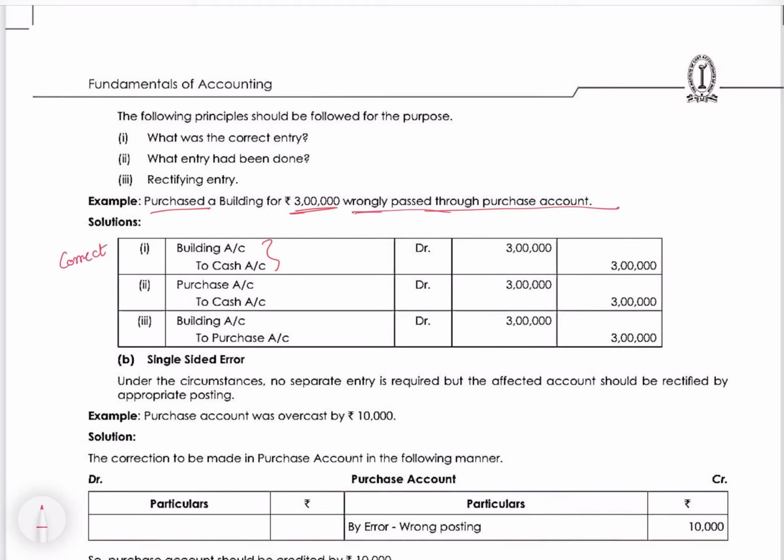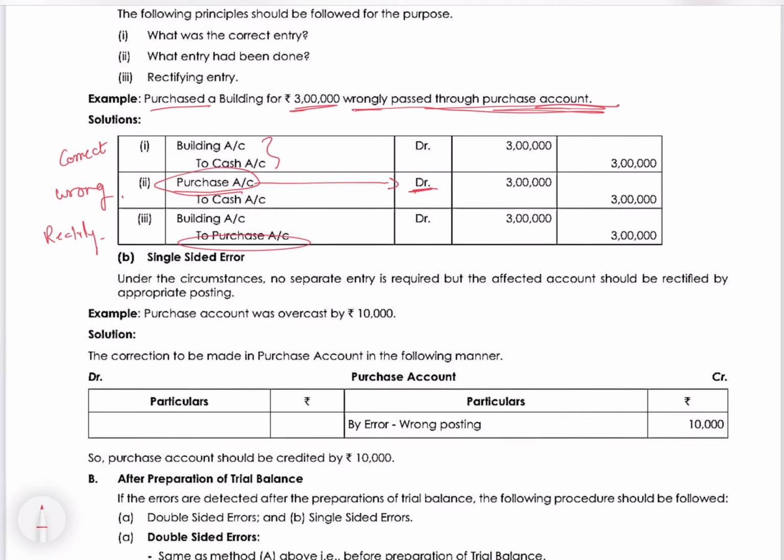But what they have passed, they have wrongly passed through purchase account. So instead of building, they put purchase. So the wrong entry is purchase account debit to cash. So how will we rectify the wrong ledger? We will give reverse impact. It has been debited, so we'll credit it, and building should be debited. So this is the rectification entry. This is called a double-sided error. We have to rectify that wrong ledger and we have to correct the correct ledger. So we are giving two impacts, correct? This is called double-sided errors.